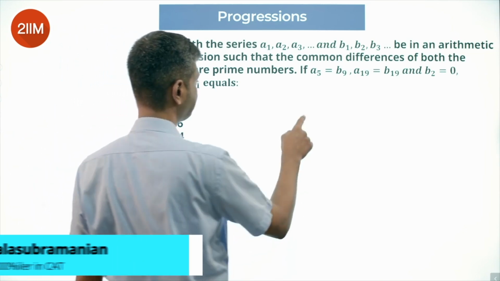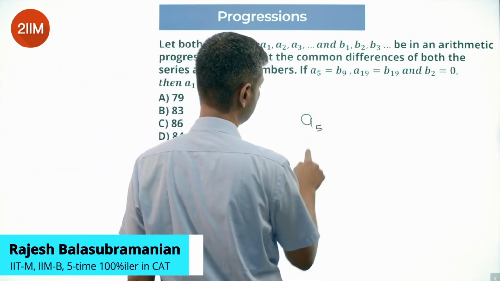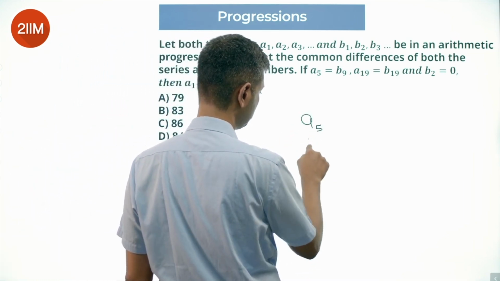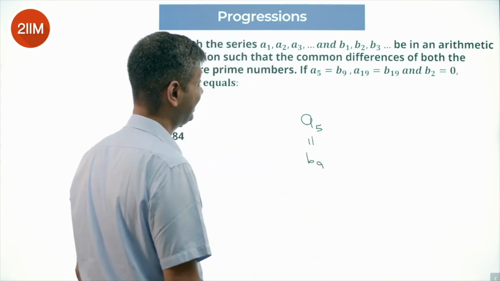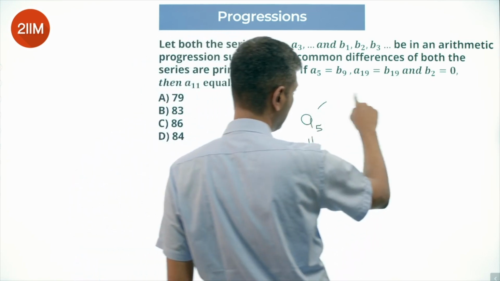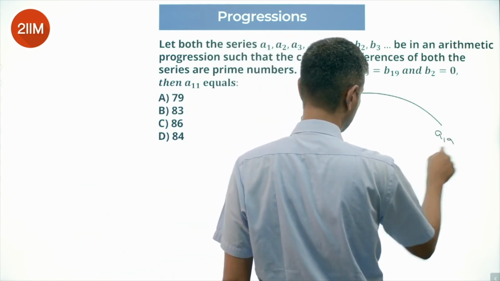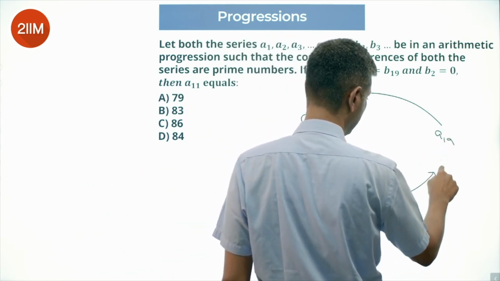A5 equal to B9. A5 is equal to B9. A19 equal to B19. A19 equal to B19.